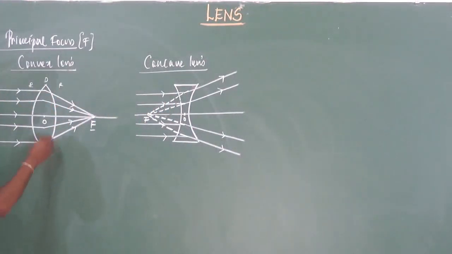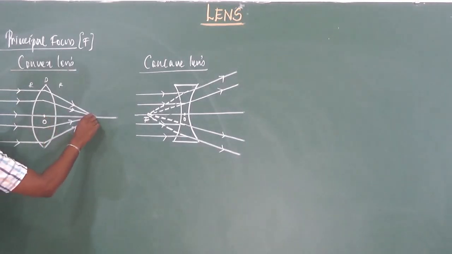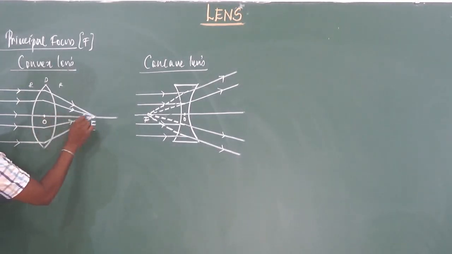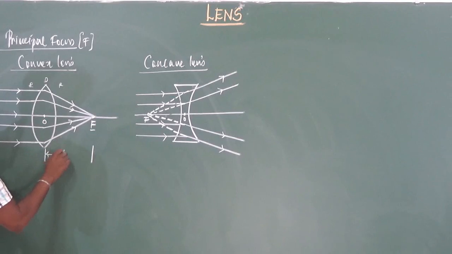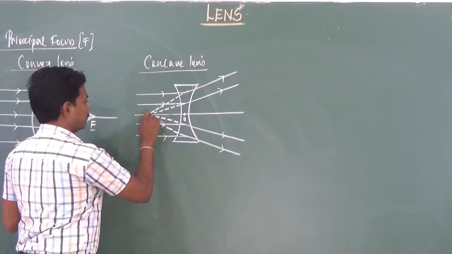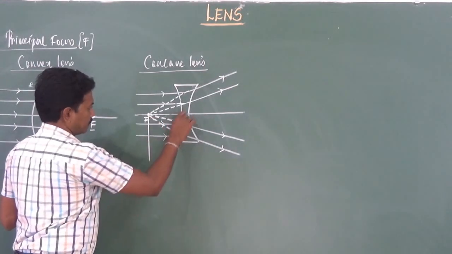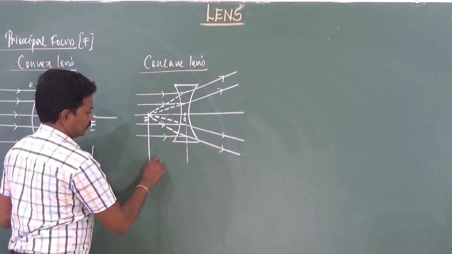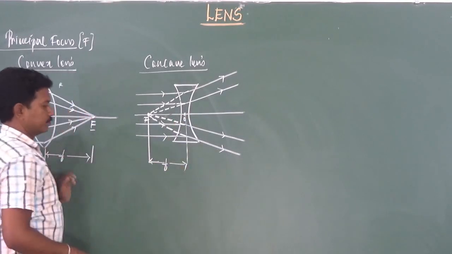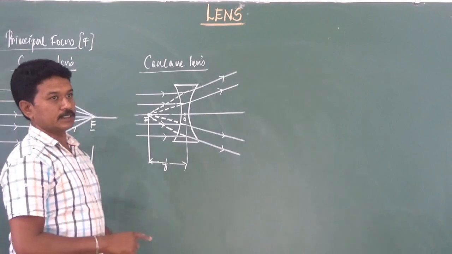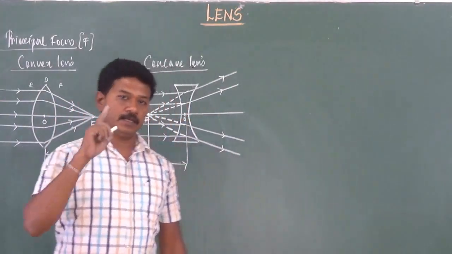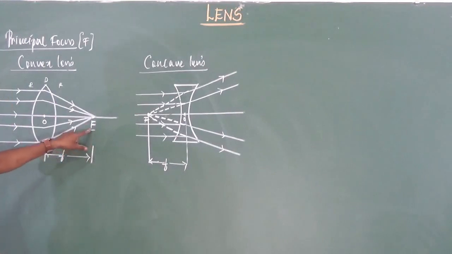So here you can see this is the optic center and this is the principal focus. The distance between the optic center and the principal focus is called the focal length, represented by small letter f. So this length is called the focal length, represented by f, which is very, very important. Principal focus is represented by big letter F, whereas the focal length is represented by small letter f.